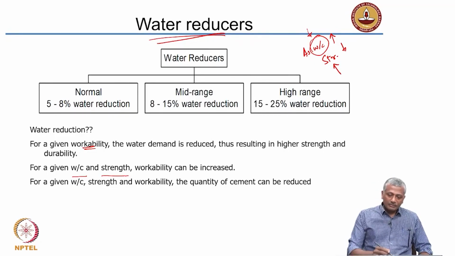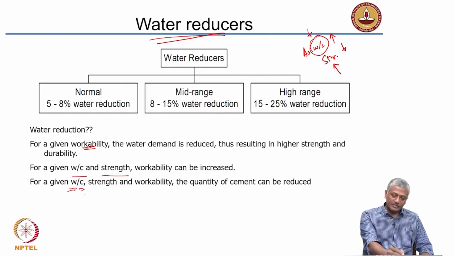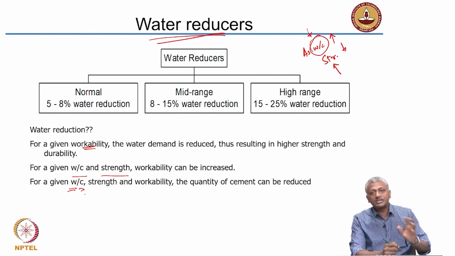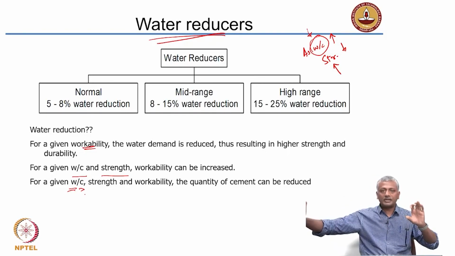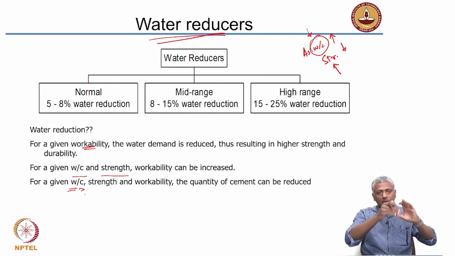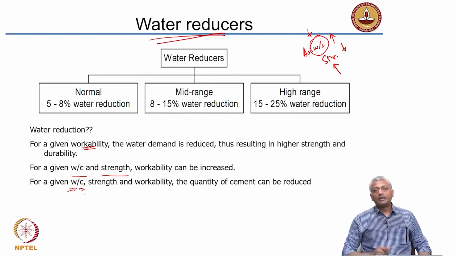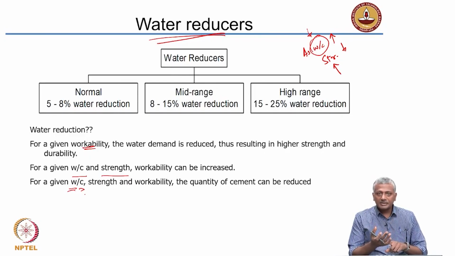Alternatively, what you can do is, as you are reducing your water, you can also reduce your cement to some extent. That is the biggest achievement that you can get with water reducers, that for the same water cement ratio, that means you maintain the strength and durability as constant, when you are reducing the water, you also reduce proportionally the cement content in your concrete. Less cement means what? More economical concrete. Less cement also means more environment friendly concrete.